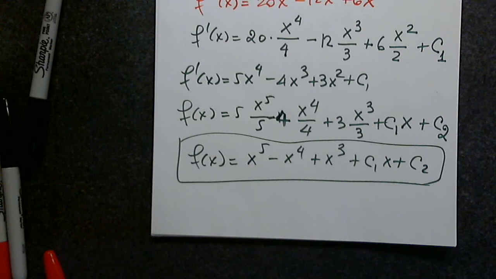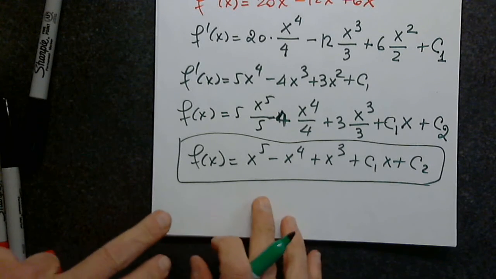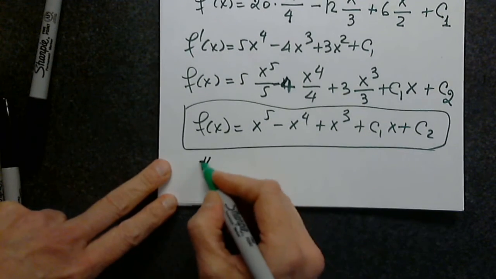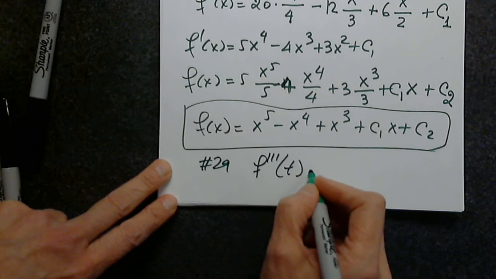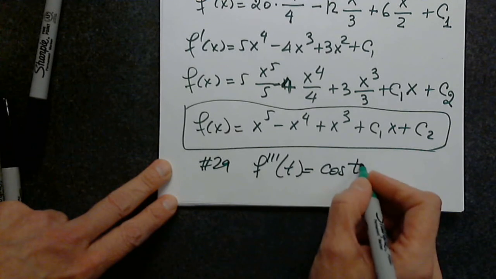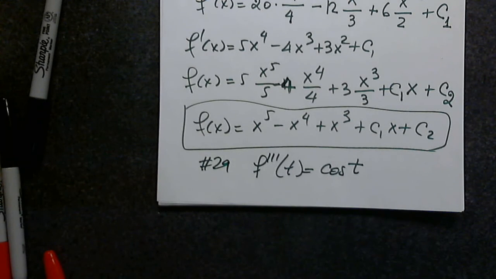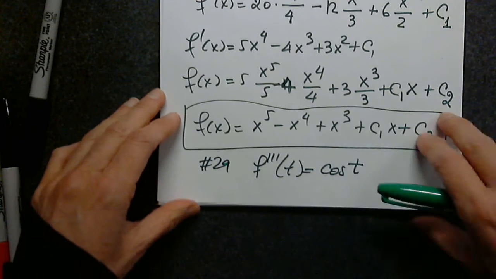Okay, so do we need another example like this, or can we look at examples in which conditions are given? We can do another one like this if you want. So what about, let's say, the third derivative, let's say 29. So we have the third derivative of t, which is cosine t. We're asked to find the function.